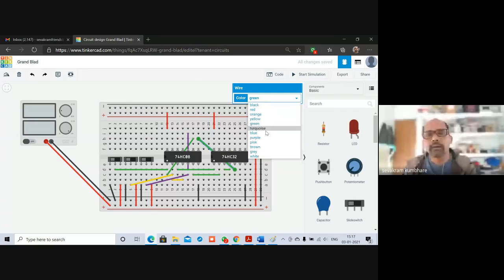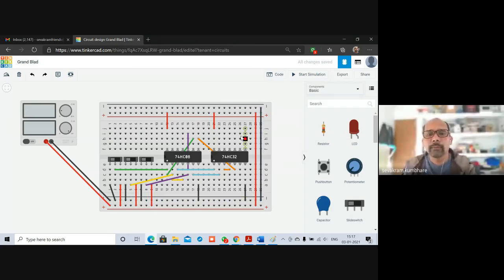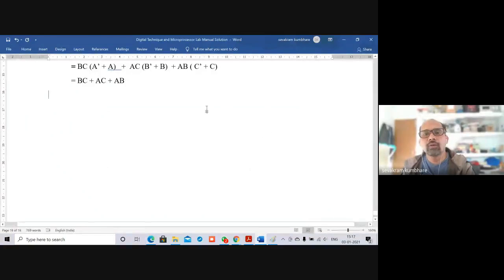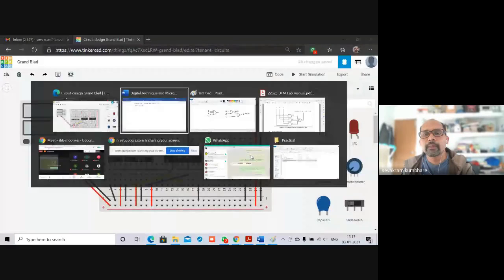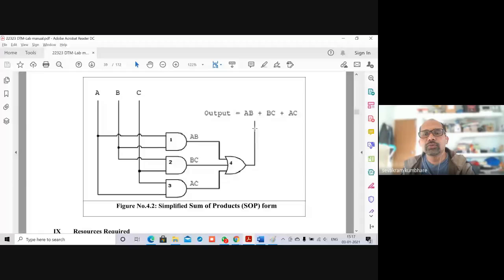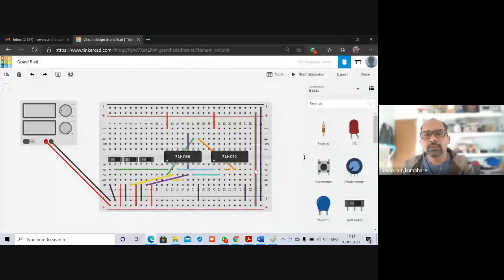I'll change the color of that. Let us say orange. This is also orange. All of you got how I made the connection, and then output of this I will show to the LED status. So this is the output 2.